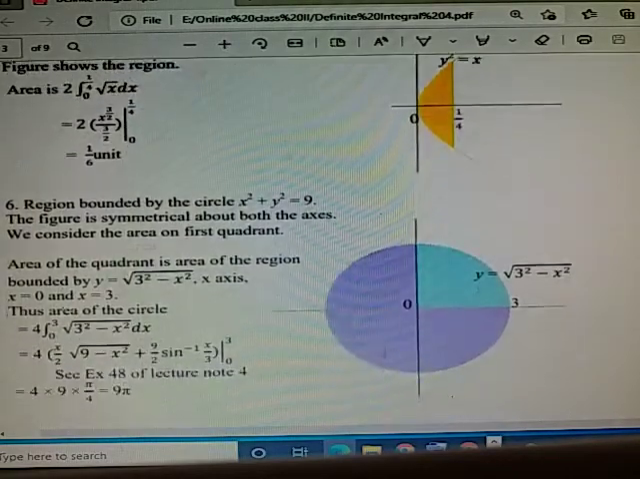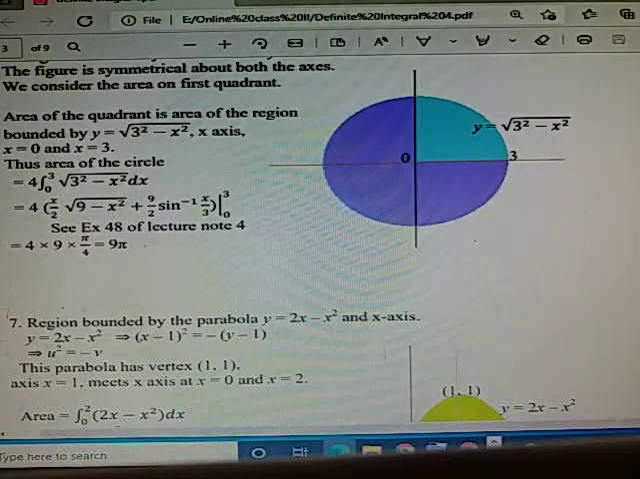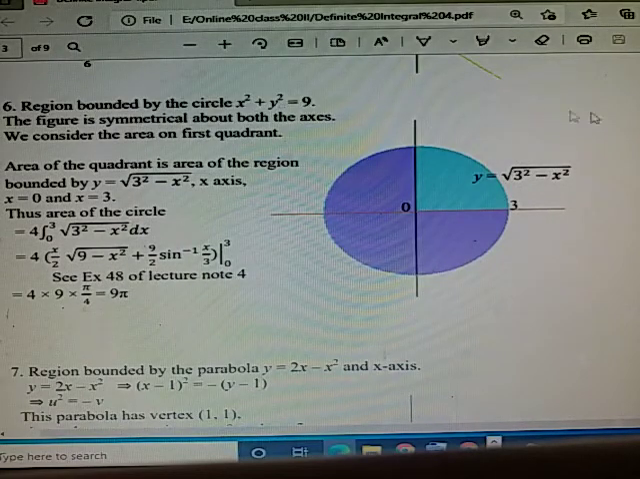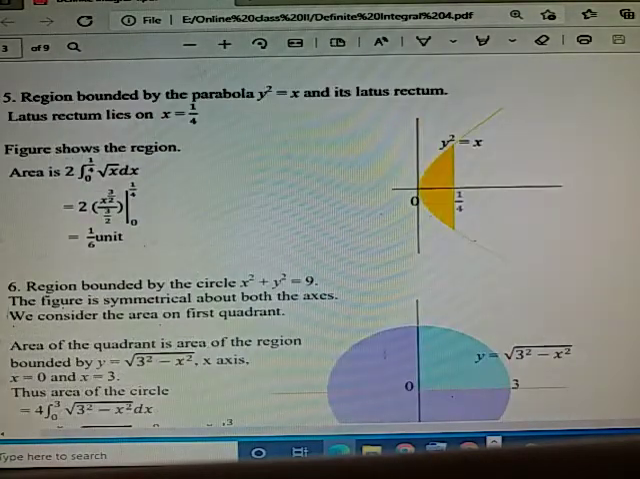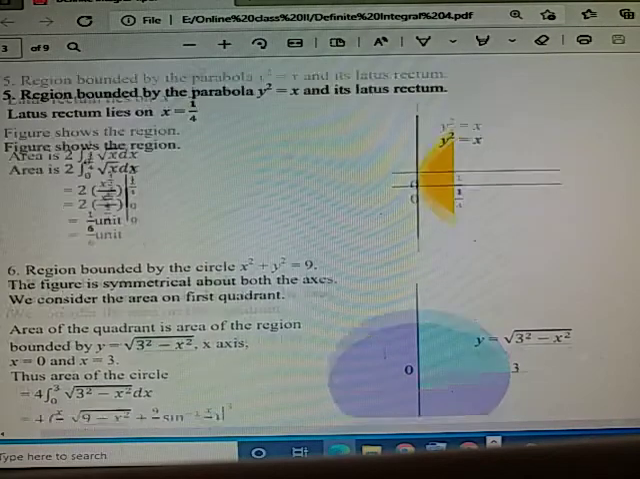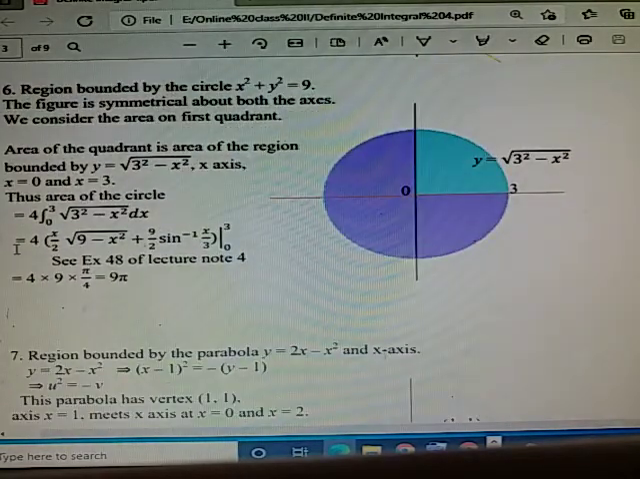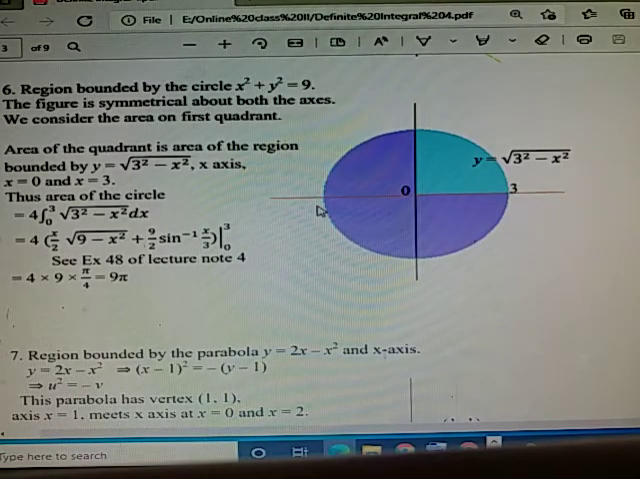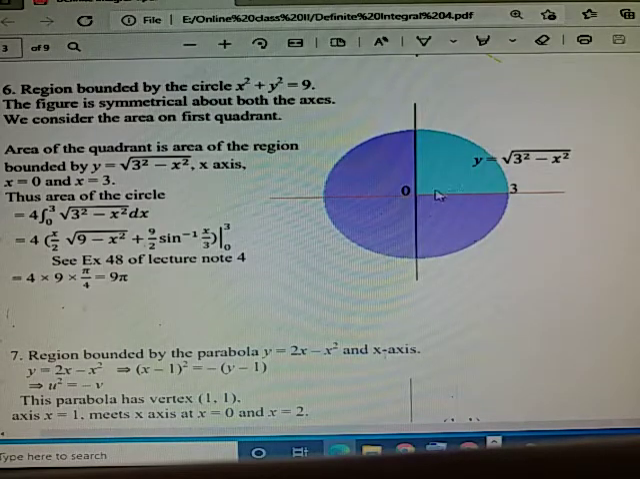Number 5 we have done, so it's number 6. It is the region bounded by x square plus y square is equal to 9. So it is a circle, x square plus y square is equal to 3 square, so the radius is 3.